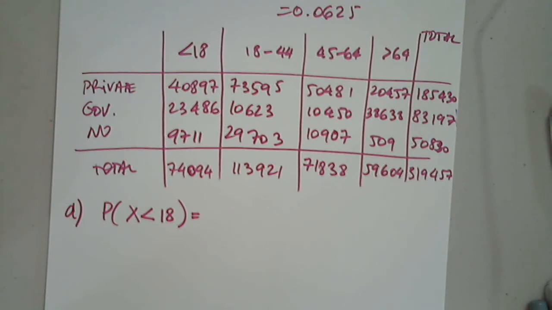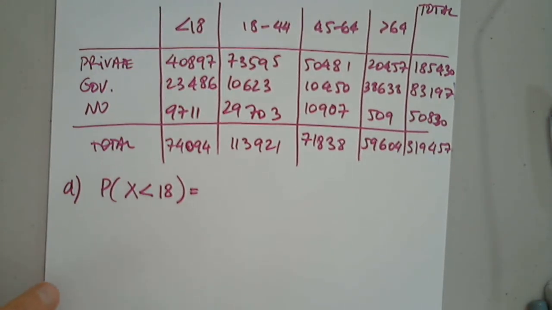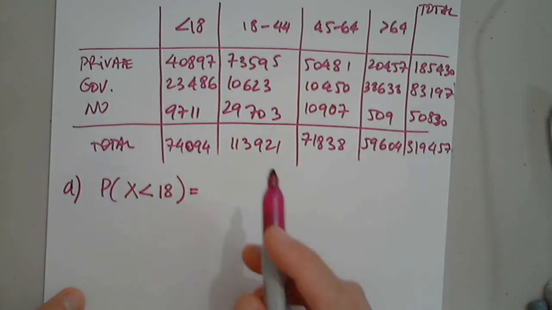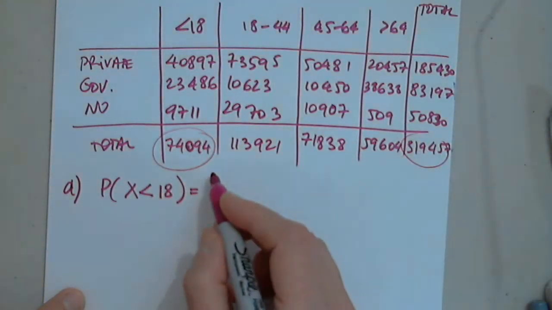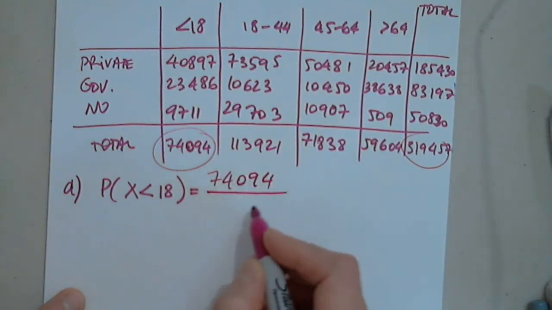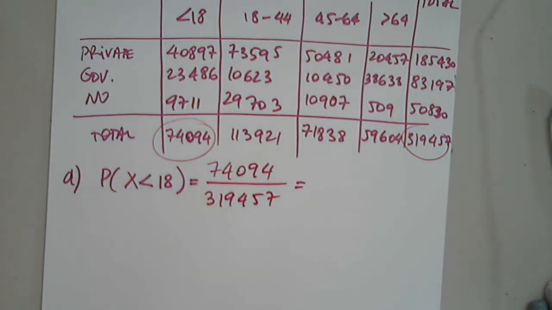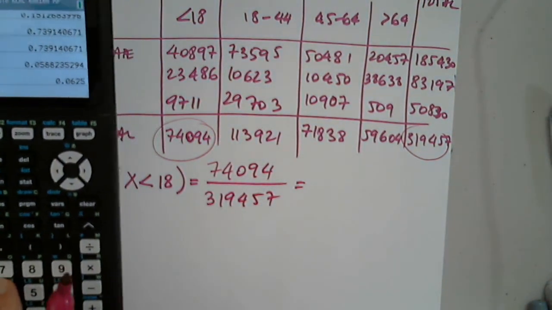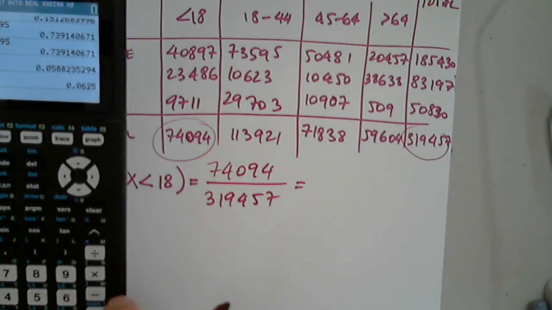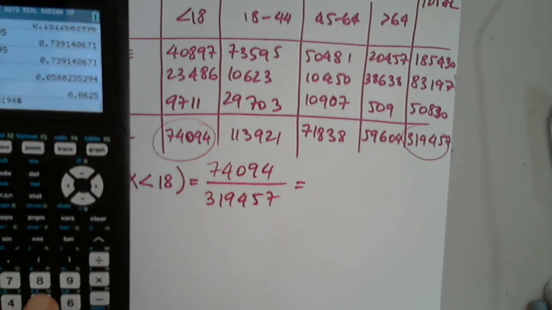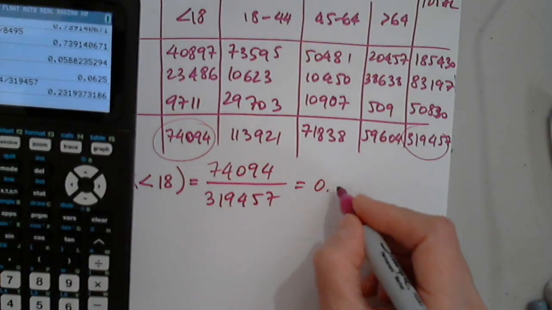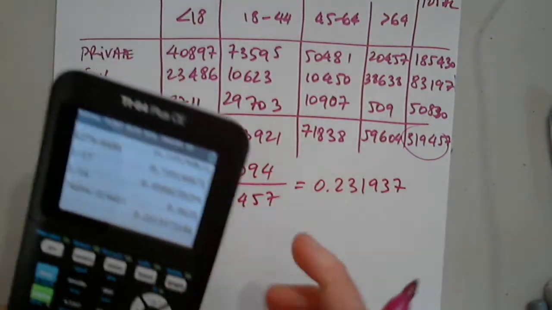Thank you. So how do we determine that from all these people, we select someone who is less than 18 years old? 74094 over the grand total. That's it. 74094 over 319457. Whatever that is. 74094 divided by 319457. I got 0.231937.